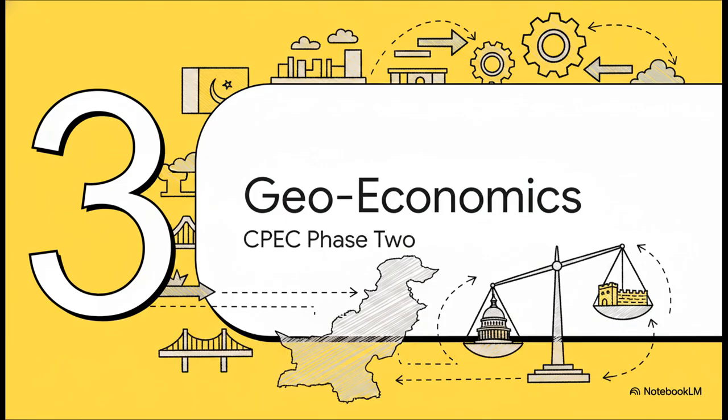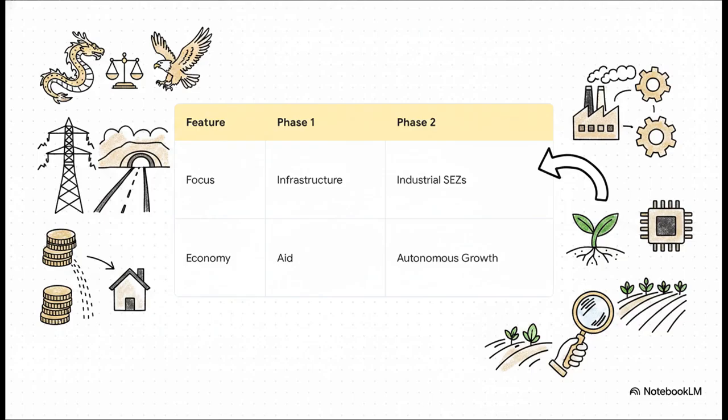All right, Section 3. Geoeconomics, CPEC Phase 2. We're looking at the transition from basic infrastructure to industrial embeddedness. If you want to show your examiners you really get CPEC's evolution, use this comparison. Phase 1 was strictly foundational. It fixed critical energy shortages and basic infrastructure gaps. Basically, it was about keeping the lights on and paving roads.